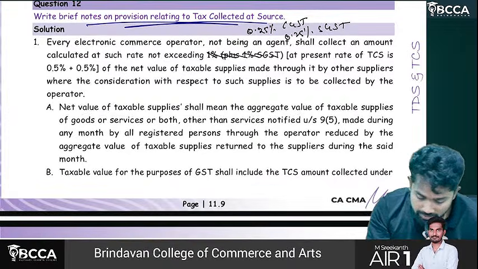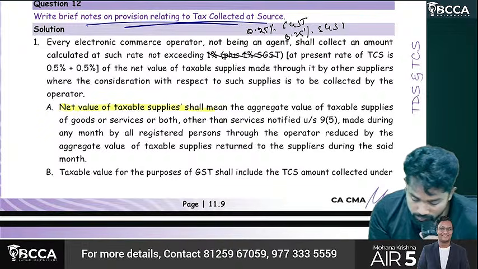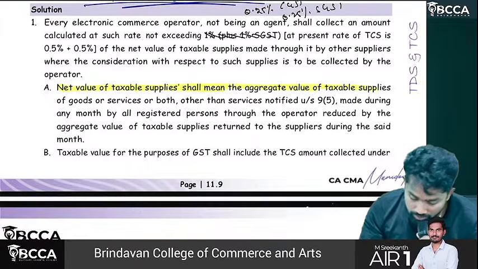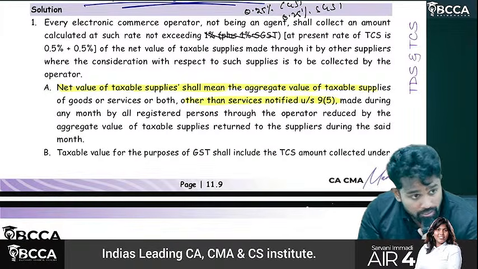On what value does TCS have to be collected? Net value of taxable supplies only. TCS has to be collected on the net value of taxable supplies. Okay. And on services other than those notified under section 9(5).